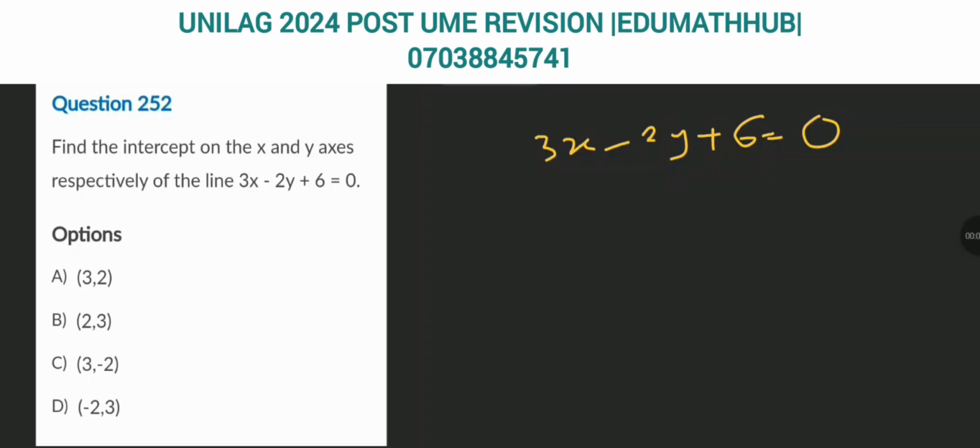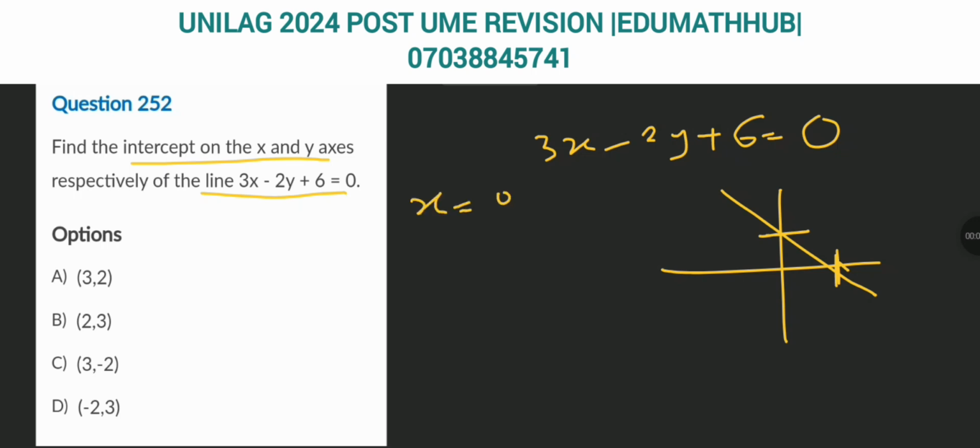For the next one, you have to find the intercepts on the x and y axis respectively of the line 3x minus 2y plus 6 equals 0. So just remember your normal x and y coordinates. What are the intercepts? Those are the points where the line cuts the x and the y axis. Those 2 points can be easily obtained by finding, when x equals 0, what's the value of y, then when y equals 0, what's the value of x.